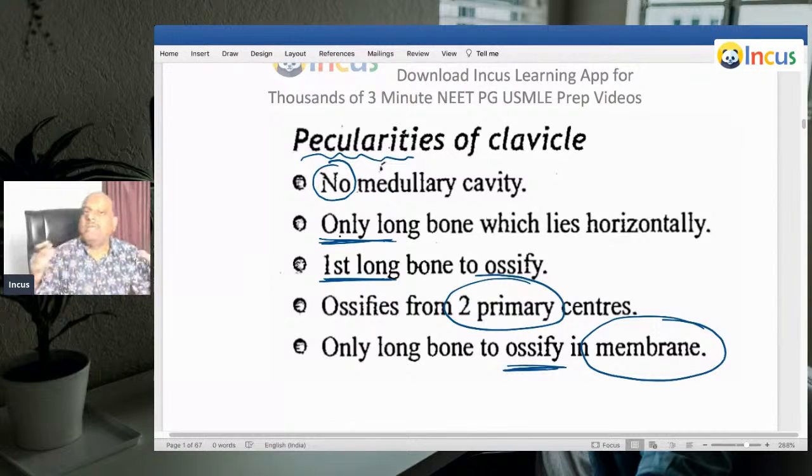What are the peculiarities of clavicle? This is one of the famous MCQ.